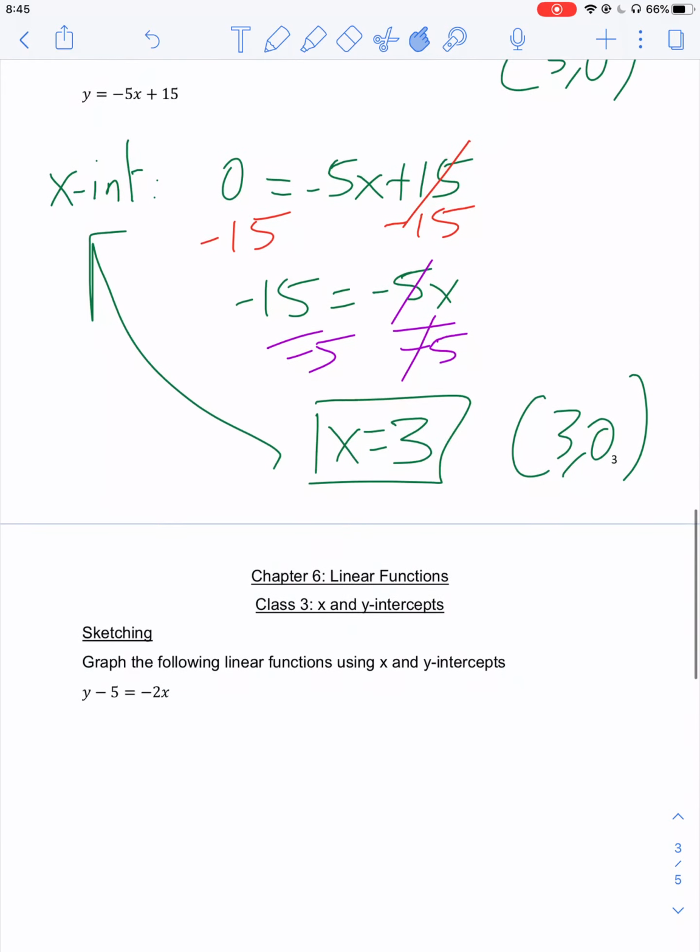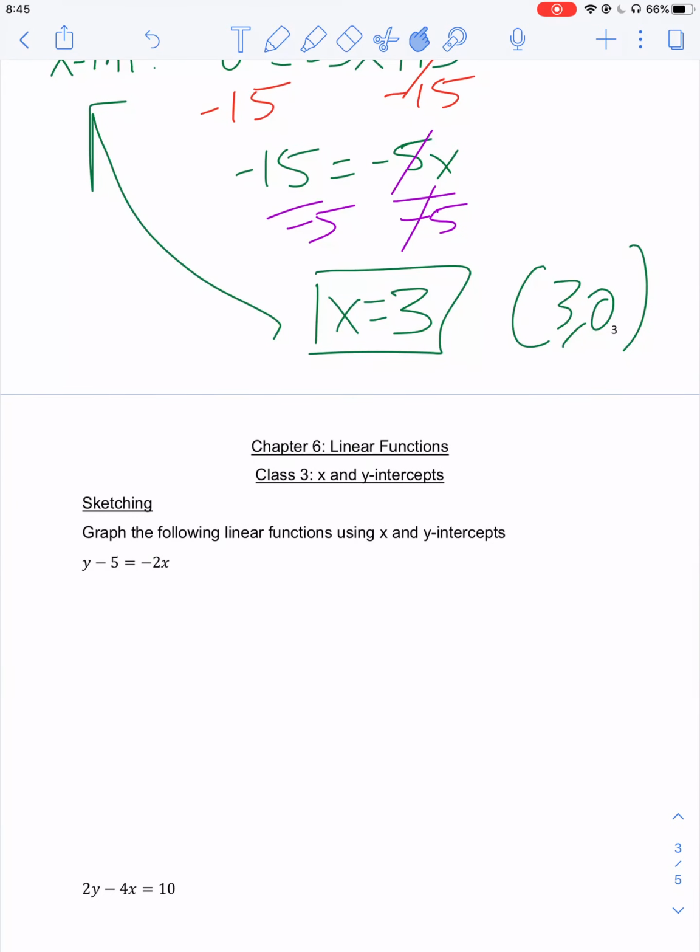So now, why is the x-intercept so important? You will see that next week. But for now, it's very useful when it comes to sketching graphs. So what do I mean by that? Graph the following linear function using x and y intercepts.